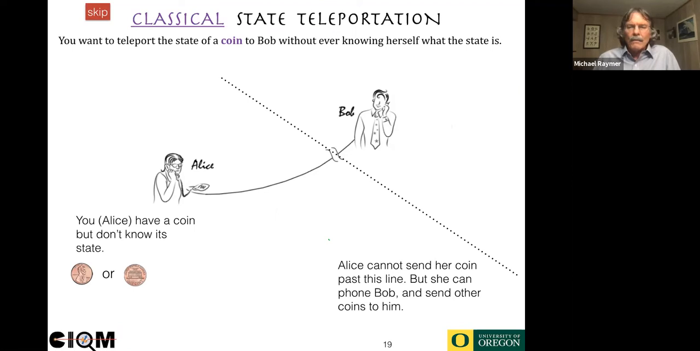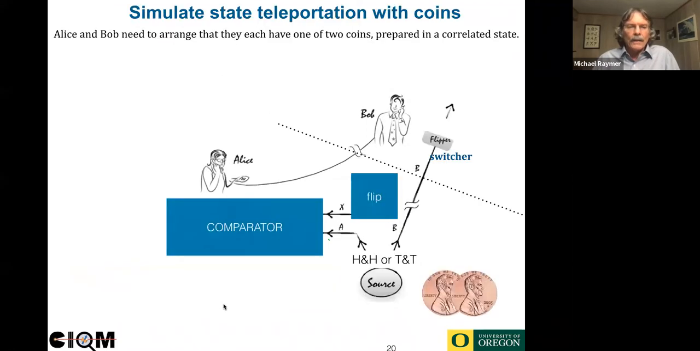Now Alice cannot send her coin past this line, but she can share other coins with Bob earlier in a special correlated configuration. So here's how she does it. There's a source here which produces pairs of coins which are correlated but still random. In other words, this source could send Alice an H and H. The coins could be H and H, in which case Alice gets an H here on the A photon and Bob gets an H on the B. Or this source could send T and T, which means tails goes to Alice and tails goes to Bob. And that coin can go across this boundary.